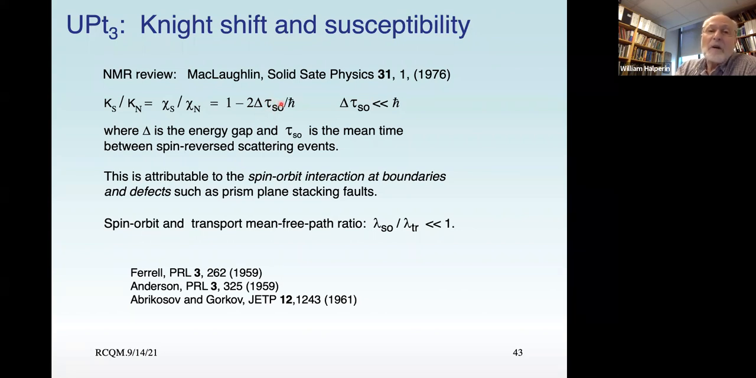And if the spin orbit time reversal scattering is large enough, then you'll just get the same thing. And what could possibly give such spin orbit scattering? It's clearly not the boundaries. That's not going to do the job. But how about the prism plane stacking faults? My proposal here is that the spin orbit and transport mean free path ratio is much less than 1.